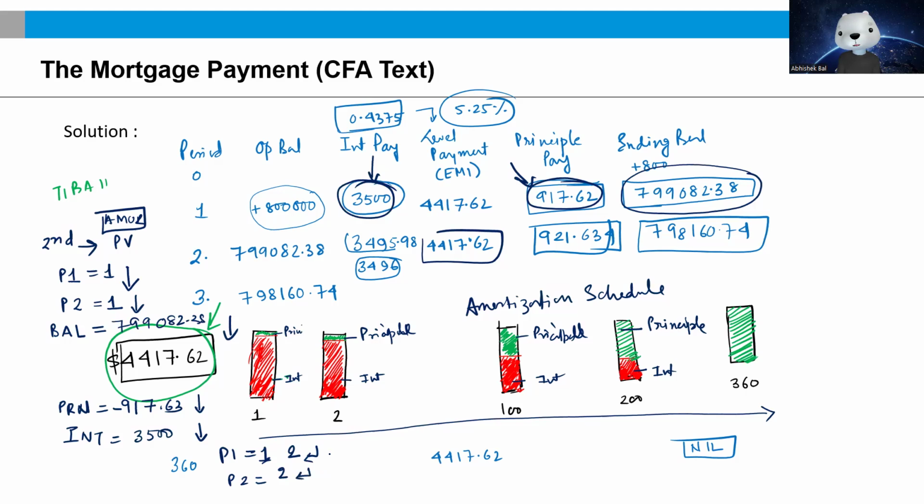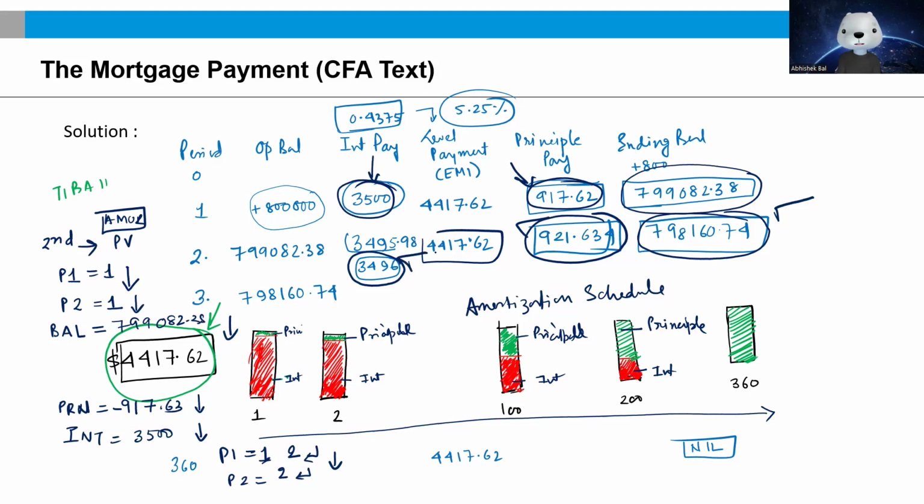And now I want you to repeat the exercise by pressing the down keys. If you press the down key once again, you're going to get exactly the value of $798,160 as the balance loan outstanding. Press the down key once again, you're going to get the principal repayment of $921.634. And then press the down key once again, the calculator is going to show you the value of the interest payment as 3,496.